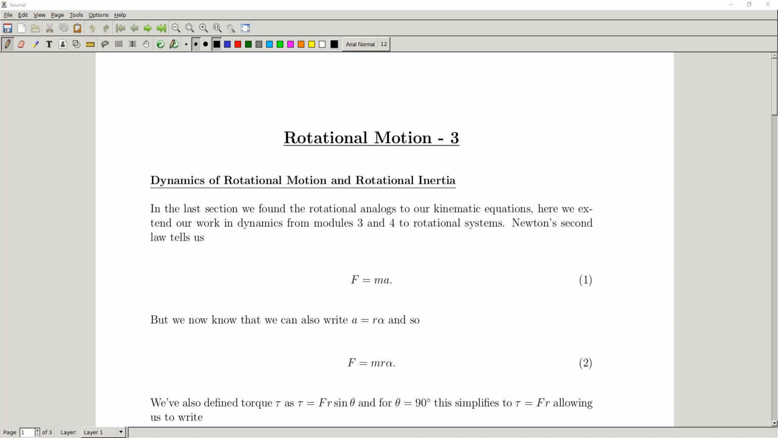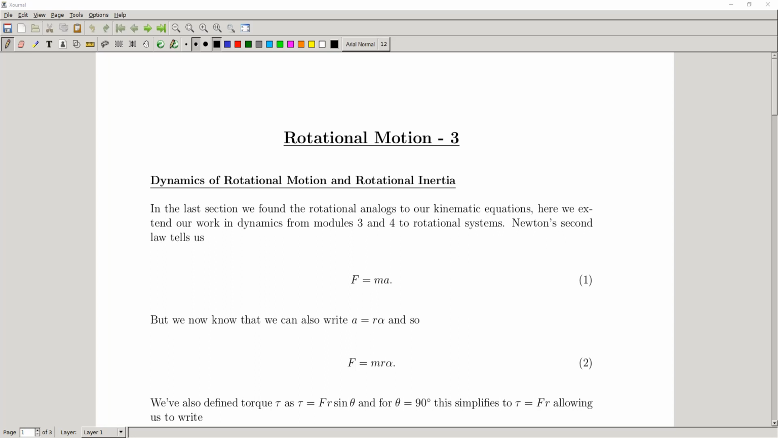Okay, this is going to be our third video on rotational motion. In the first two videos, we talked about a number of things. Specifically in the last video, the second video, we generalized our ideas about kinematics, and we generalized our equations that we originally developed for 1D kinematics in linear motion to now work for our rotational motion, right?